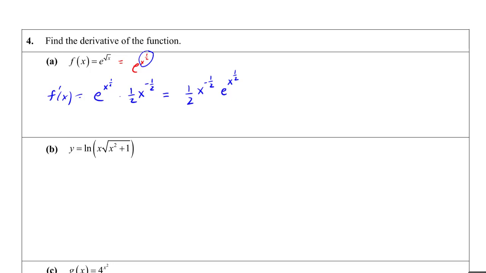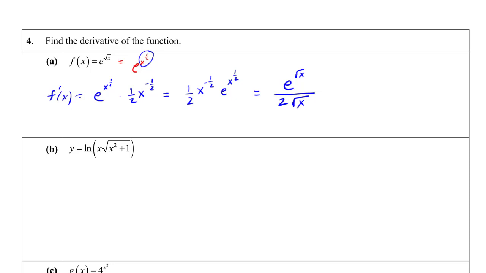But more likely you would see this as, okay, keep it in the denominator. X to the minus 1/2 is a radical x in the denominator, because that's x to the 1/2 in the denominator. And then I'll write e to the x to the 1/2 as e to the radical x. So it looks a little nicer when I put the radicals in.